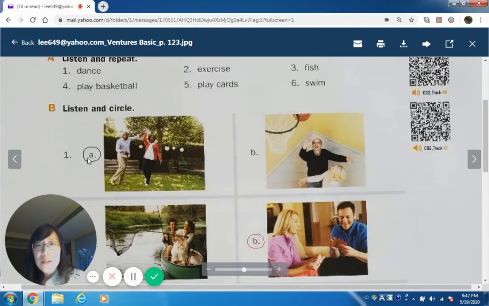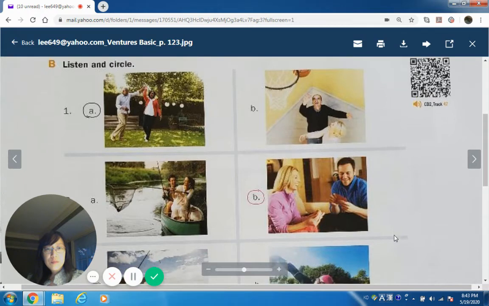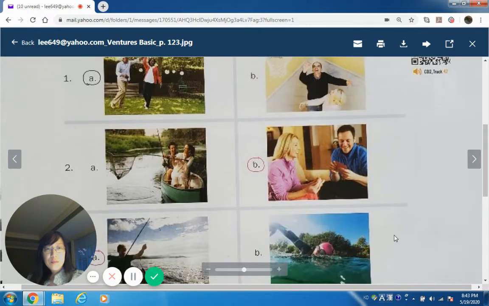So the answer is A. They like to dance. What's the picture of B? They like to play basketball. 2, Do you like to play cards? Yes, we do. So the answer is B. They like to play cards.